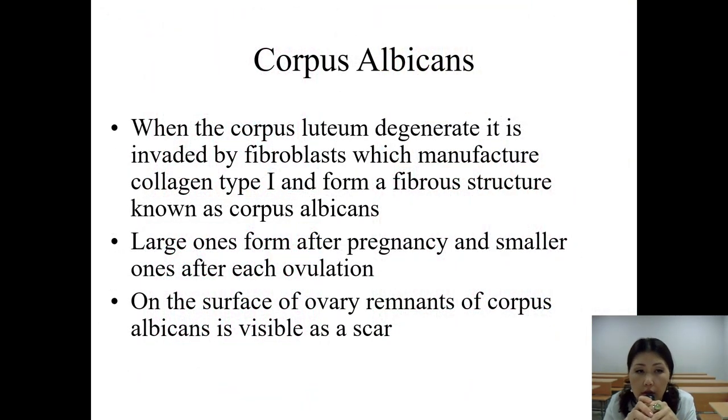Corpus albicans. When the corpus luteum degenerates, it is invaded by fibroblasts which manufacture collagen type 1 and form a fibrous structure known as corpus albicans. Large ones form after pregnancy and smaller ones after each ovulation. On the surface of the ovary, remnants of corpus albicans are visible as a scar.